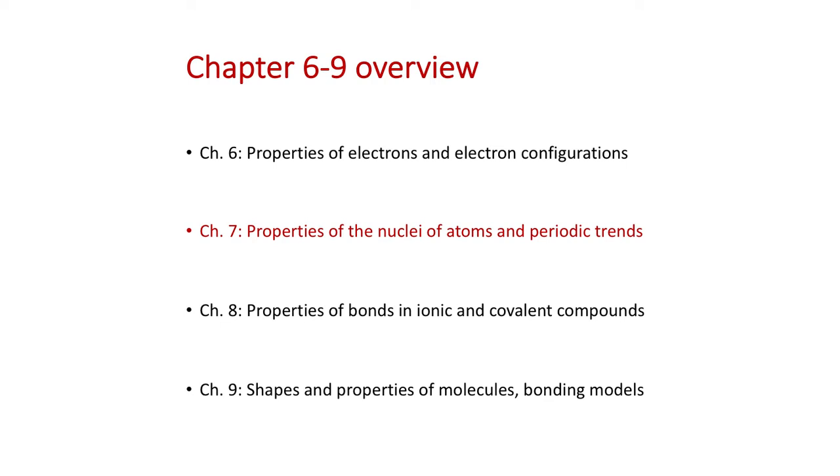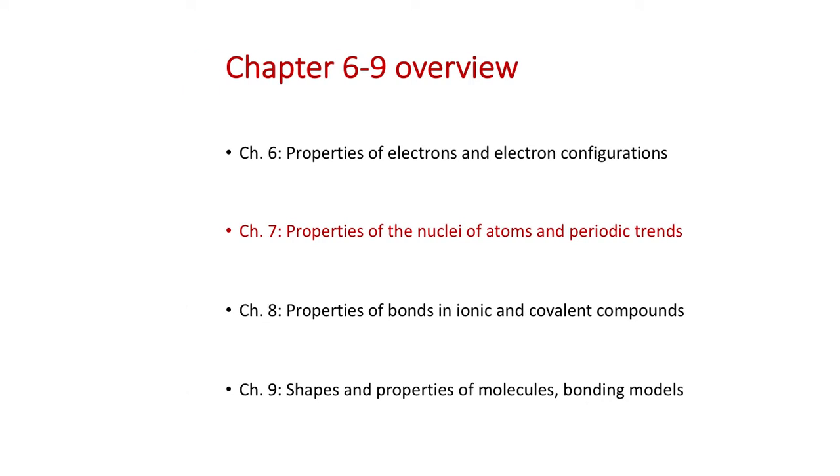So we just finished chapter 6 talking about electron properties and electron configurations. Chapter 7 deals with nuclear trends and how the nuclei play a role in our trends of properties of elements. And then we'll think about how those different elements form bonds, ionic bonds and covalent bonds in chapter 8, and the shapes of molecules and bonding models in chapter 9.